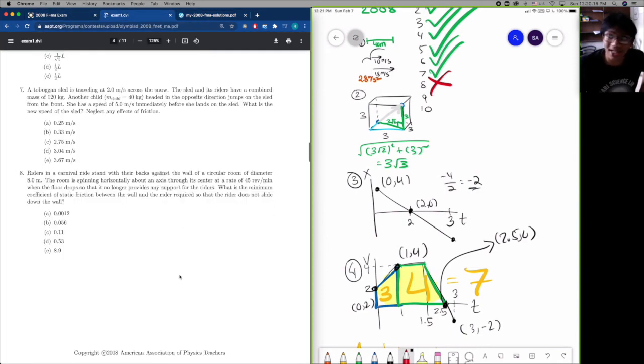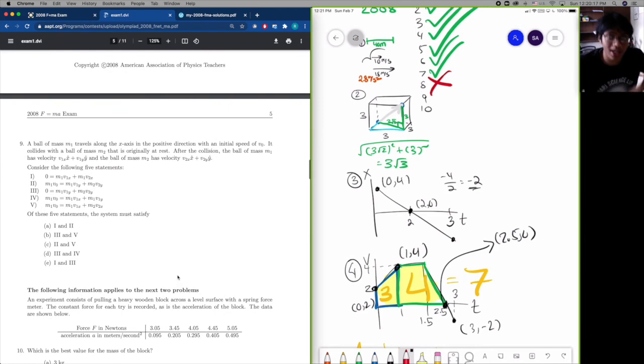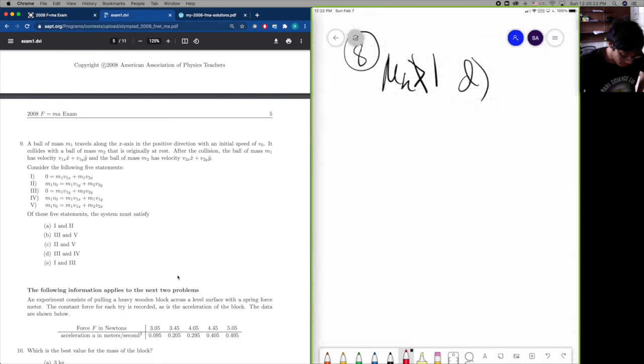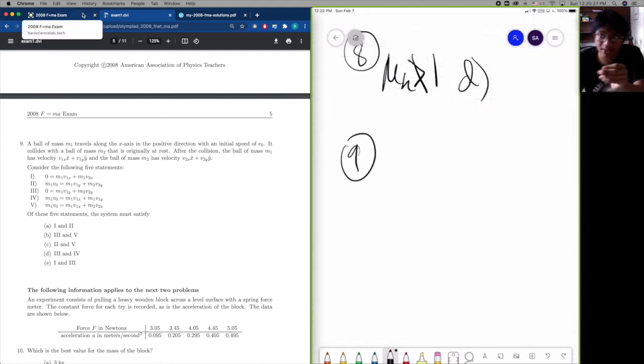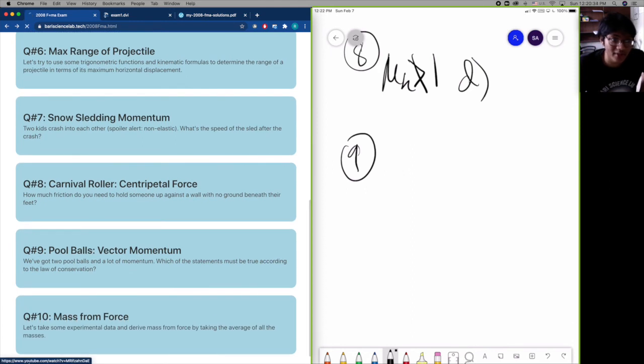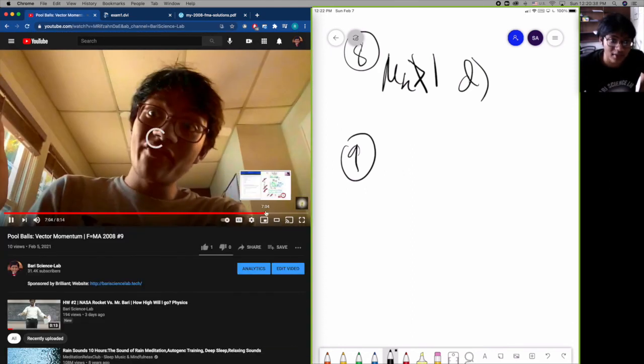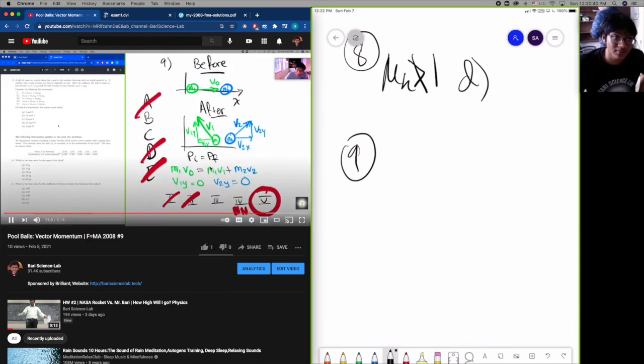What does question number 9 ask us? Question number 9, we have a conservation of momentum problem once again, and let's see what I ended up getting for that problem. It tells us two balls basically collide with each other. It's definitely not an elastic collision, but let's check out what I got. Two pool balls colliding with each other. So by elimination, I got choice B.